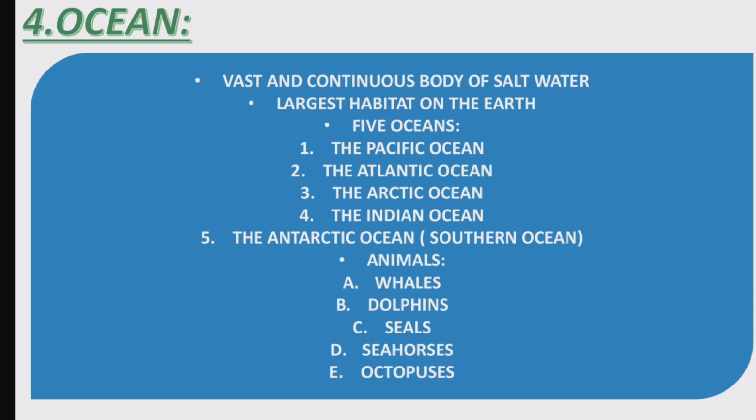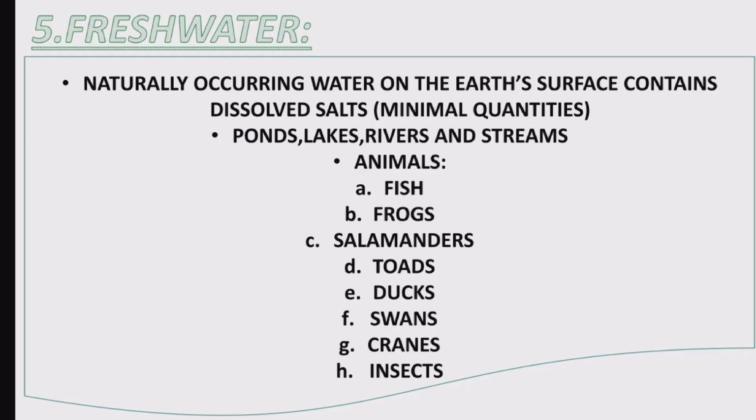Our fifth habitat is ocean, the largest habitat on the earth. There are five oceans: the Pacific Ocean, Atlantic Ocean, Arctic Ocean, Indian Ocean, and the Antarctic Ocean. Animals found in the oceans are dolphins, whales, seals, seahorses, and octopuses.